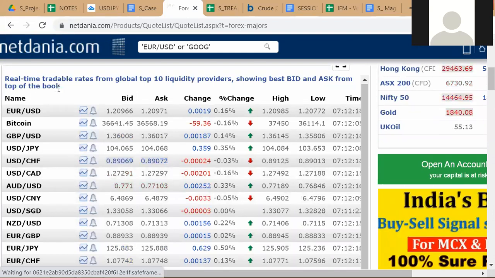I think I've taught you this term, right? Top of the book. Am I right? The top of the book, market depth, all these things we've learned, right? So you can see this language being used. Best bid and ask, okay? Real-time tradable rates, top liquidity providers. Which market is this? Which instrument is this?